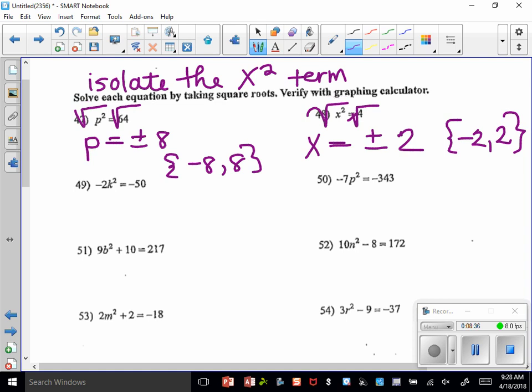Okay, so what would I do here? I would first get the squared term by itself. So since k squared is being multiplied by -2, I would divide by what? -2. Okay, because you got to get the squared term by itself. You ready? Okay, so then that's going to give me k squared equals what? 25. Okay, because we're dividing by 2. So now take the square root. So k equals positive and -5.